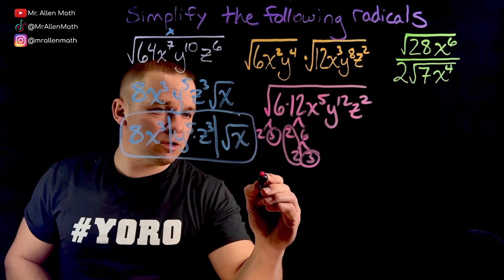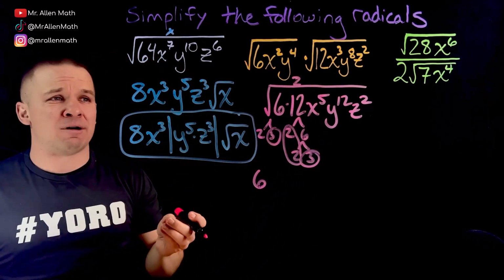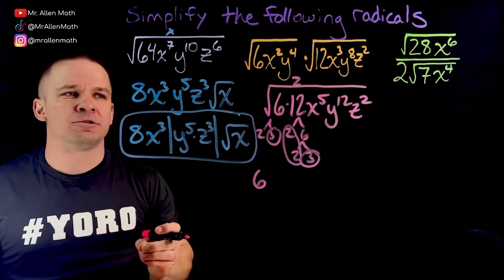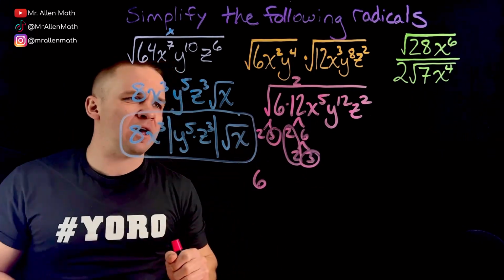And I'm going to have that 2 left over. So I'm going to have a 6 here. And I'm just going to jot down that 2 so I don't forget about it later on. Remember, it's not official mathematical notation to put it up there, but I like to do it so it reminds me. Okay, x to the 5th.